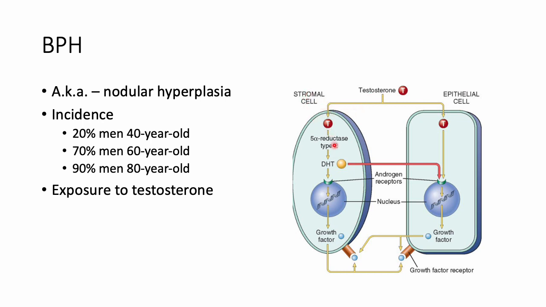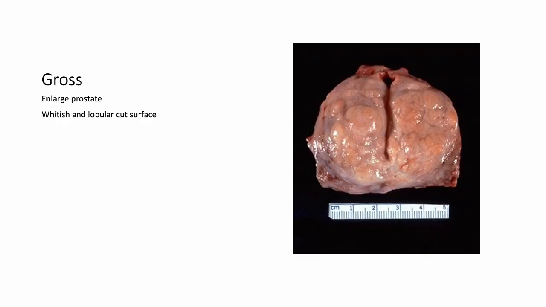Especially when it stimulates the stromal cell, the testosterone will be reduced by an enzyme into DHT, dihydrotestosterone, and this dihydrotestosterone, apart from stimulating the stromal cell, also stimulates the epithelial cells. So epithelial cells will receive direct stimulation from testosterone and also from the dihydrotestosterone produced by the stromal cells. When they are both stimulated, this causes an increase in growth factor, which is released back into the circulation and auto-stimulates both the stromal cells and the epithelial cells to keep on growing. So this is how the pathogenesis of BPH goes on. Grossly, it's simple.